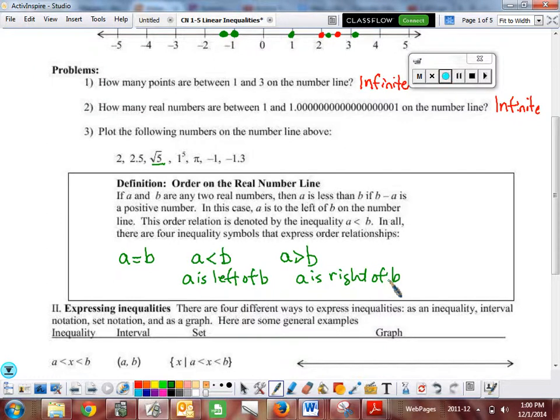And in the order on the number line, how do I tell if A is less than B? If I subtract B minus A and A is left of B, what happens? You get a positive number. And then if you have A is right of B and I do B minus A, I get a negative number. All right? So pretty straightforward, nothing you didn't know.